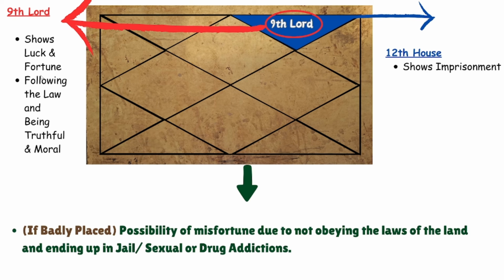When you follow all this, automatically your luck and fortune is going to improve more in the foreign lands. Okay, but if it is very badly placed and afflicted with the malefic planets, then possibility of misfortune rises, because one is not able to control themselves to not obey the laws of the land, and might end up in the jails. Okay, 12th house is also the house of bed pleasures, so affliction can also show alcohol, drug, sexual addiction. Which specific addiction, for that we need to go ahead and see the planets and everything.